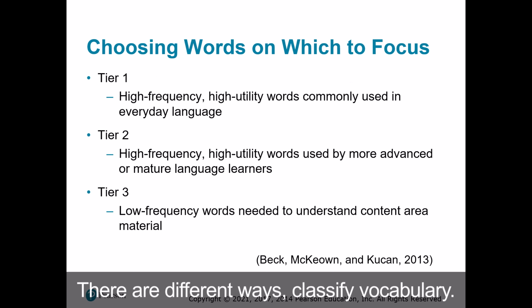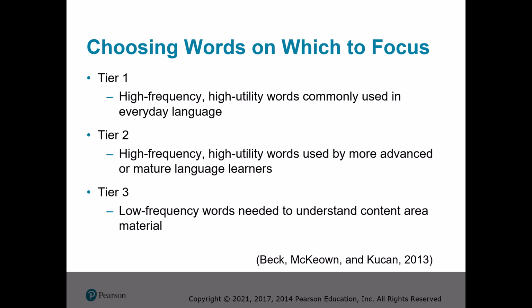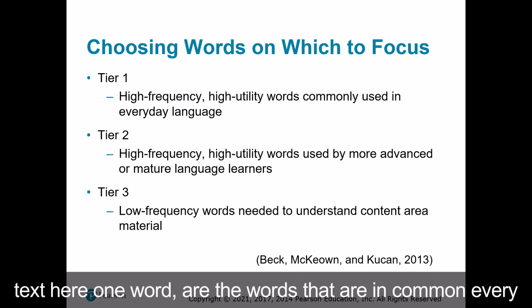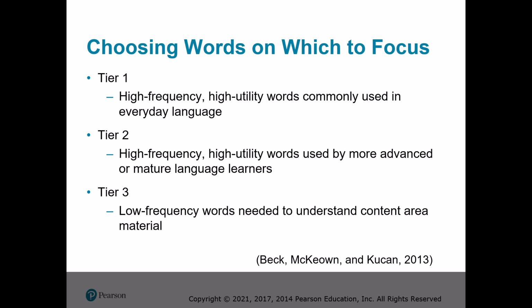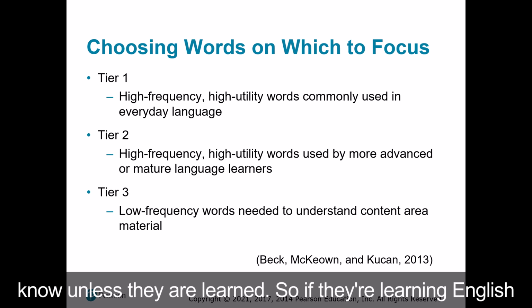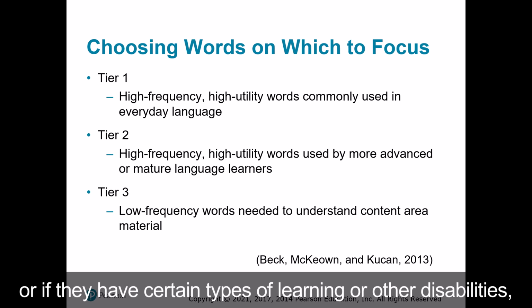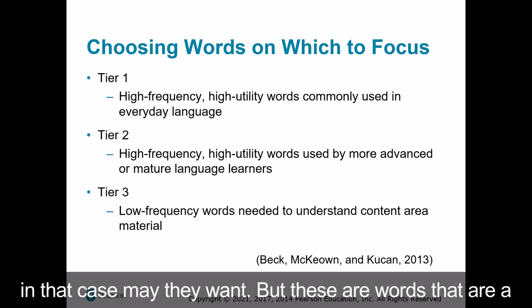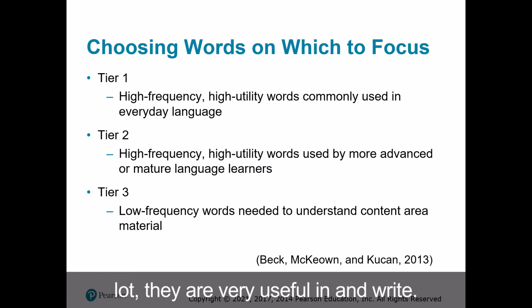There are different ways to classify vocabulary words. This is the way that your text uses. Tier 1 words are the words that are in common use in everyday language. These are words that very often your students will already know unless they are English learners. And so if they're learning English or if they maybe have certain types of learning or other disabilities, in that case, maybe they won't. But these are words that are used a lot. They are very useful in reading and writing.